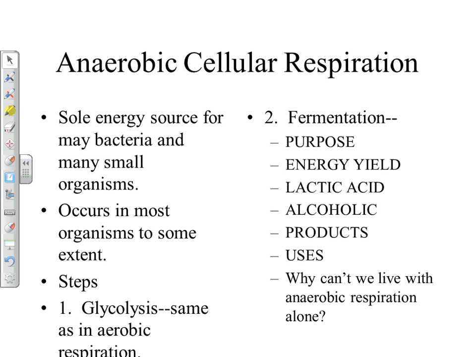In anaerobic respiration, there are 2 steps instead of 3. The first step is still the same. Step number 1 of anaerobic respiration is still glycolysis. It's the exact same glycolysis we talked about before. It happens in the same place, which is where? The cytoplasm. And it makes 3 products, just like it did in aerobic respiration.